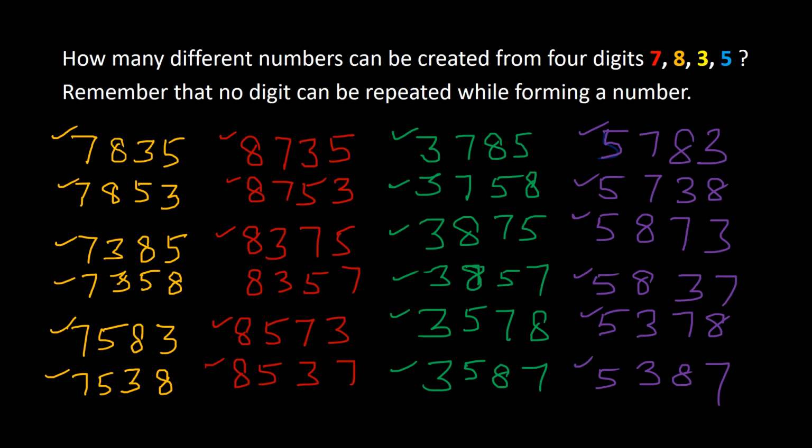So in this manner, we notice that a total of 24 numbers can be formed when 4 different digits are given and all possible combinations are tried, while ensuring that no digit is repeated while forming the number. So with 4 different digits, a maximum of 24 different numbers can be formed without repeating any digits.